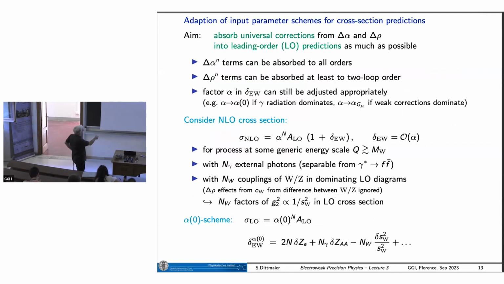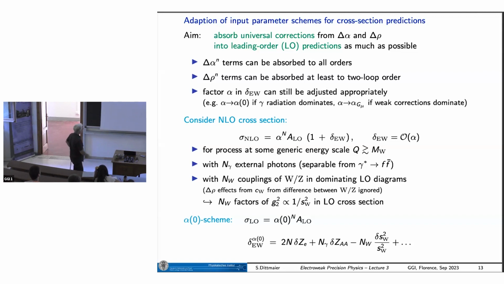Namely, we just look into a cross-section, which in next to leading order looks as follows. I have a leading order prediction, a leading order. I did not call it sigma because I extracted this prefactor from all the alpha dependence: alpha to the power N, capital N. This has to do with the number of external particles, the number of electroweak couplings going in there. Actually, there are N electroweak vertices that go into the leading order diagram. And I have, of course, the next to leading order corrections, which are of order alpha.